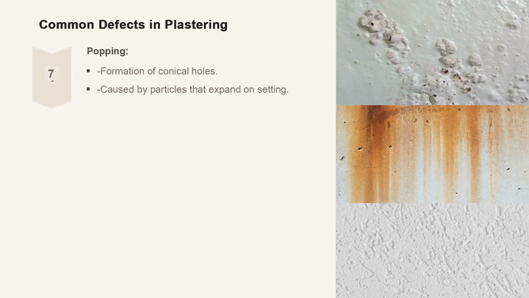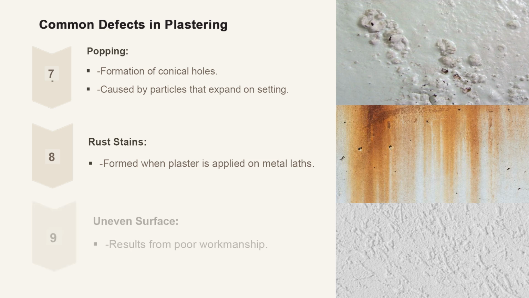Then popping, which you often notice in buildings located in varying climatic conditions. It refers to the formation of conical holes in the plaster surface caused by particles that expand during the setting process, disrupting the smooth finish. Next, rust stains. Rust stains may also be seen mostly in industrial structures. These appear when plaster is applied over metal lath, where the interaction between metal and moisture causes discoloration. Lastly, we have uneven surface, which is a result of poor workmanship.